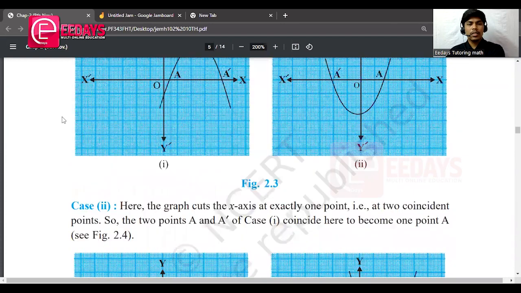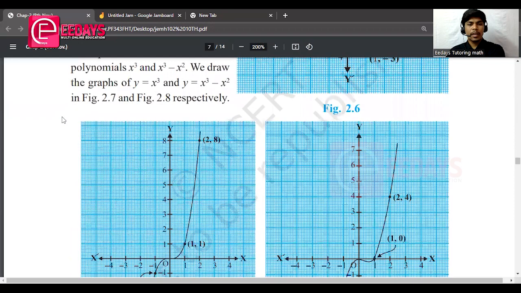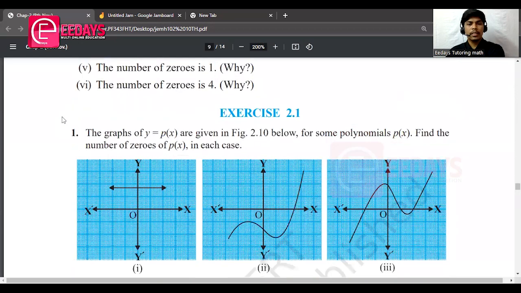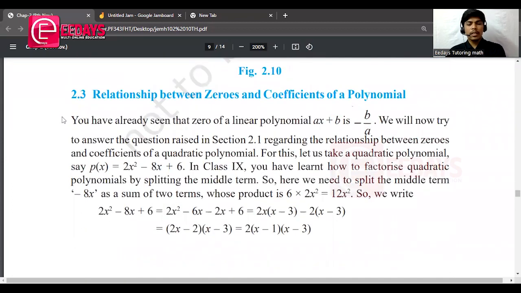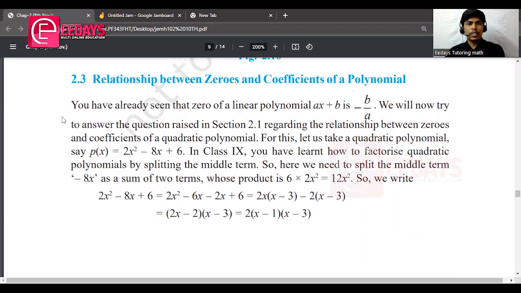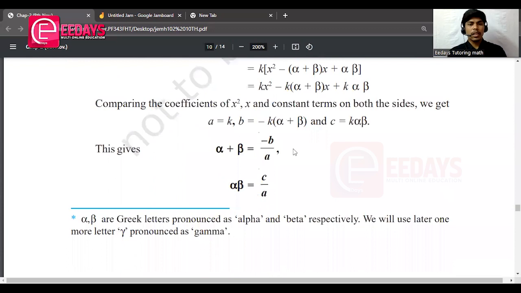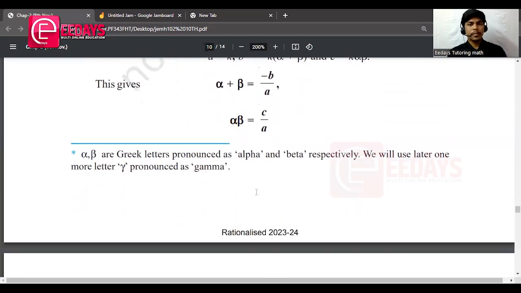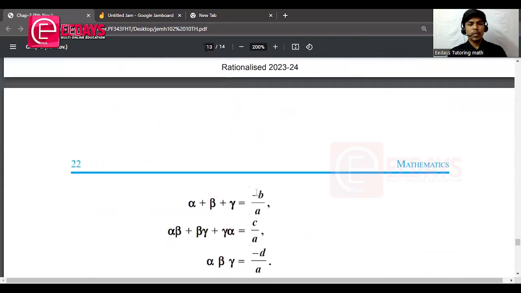Now, we just completed exercise 2.1. This is the relation between zeros and coefficients of the polynomial. Yesterday I differentiated between the quadratic polynomial and the cubic polynomial. We covered the sum of zeros and product of zeros, for cubic polynomials also, and we completed the example sums. Here the sum of zeros is minus b by a and the product of zeros is c by a. This is what we learned, and now it comes to the cubic polynomial.